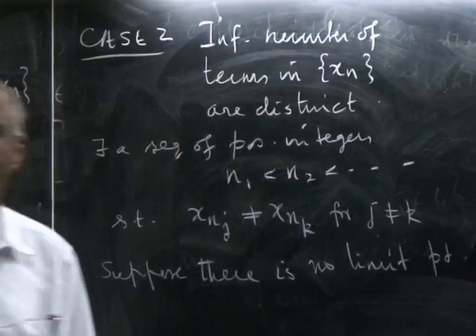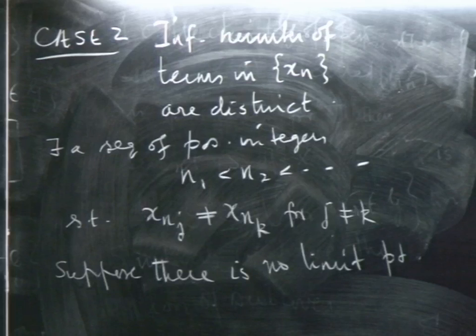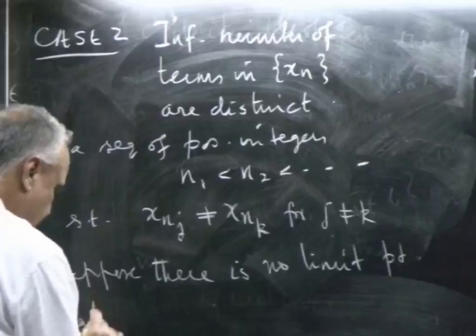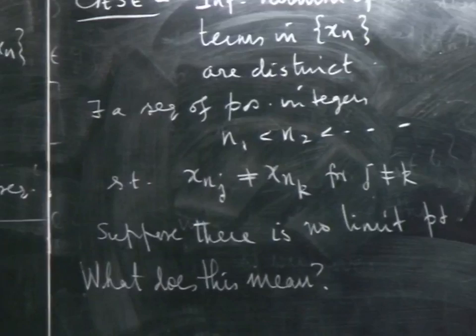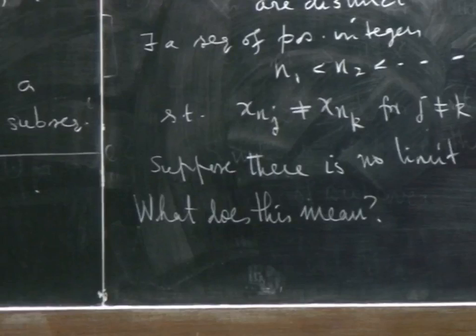That means what? Nobody in that space can be a limit point. That means everybody can be isolated. So, what does that mean? Take any x in X.